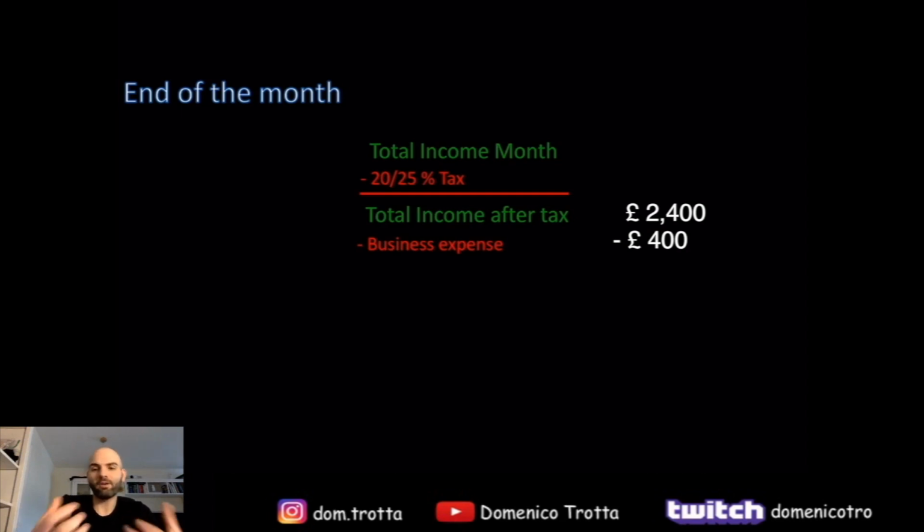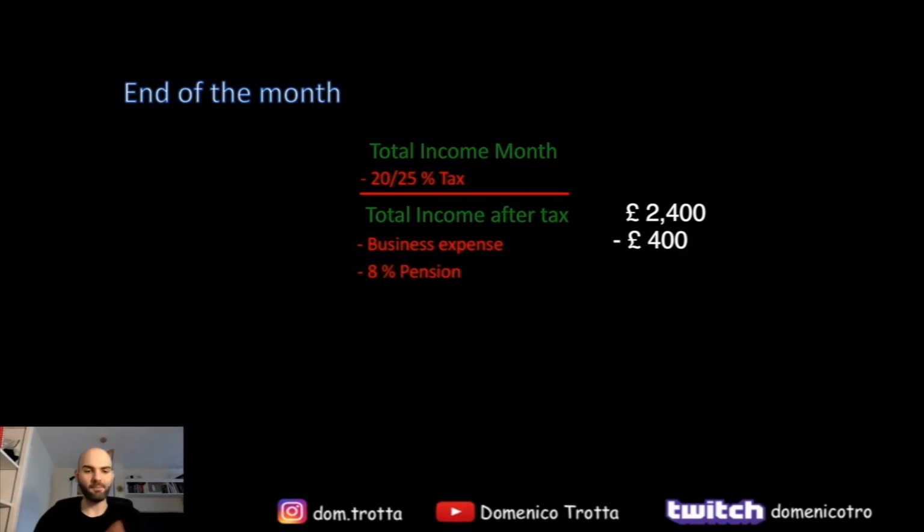So what I normally do, I say, okay, this month I think that I'll spend £400. So I'm going to take £400 and leave these £400 in the business account. So next month, if I need to pay anything, I will have a bit of cash flow on my account.